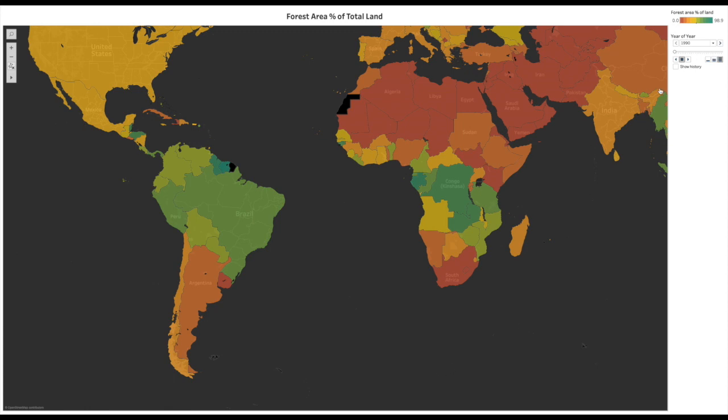This dashboard can be filtered by year or automated over time. So let's automate and take a look at how the forest area has changed. I want you to focus your attention on South America and Africa. So let's get this started. You can see that the colors are becoming lighter. That is the land mass that has been converted from forest area to agricultural land.